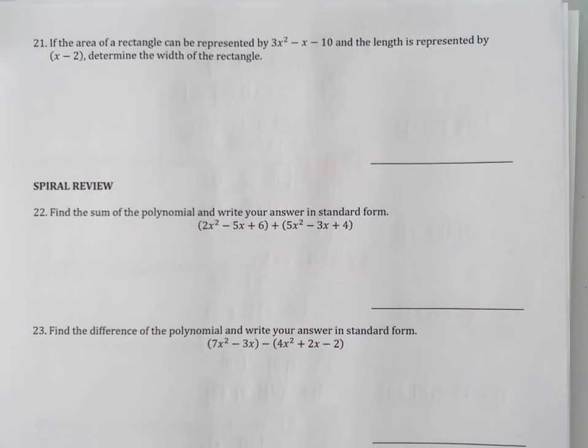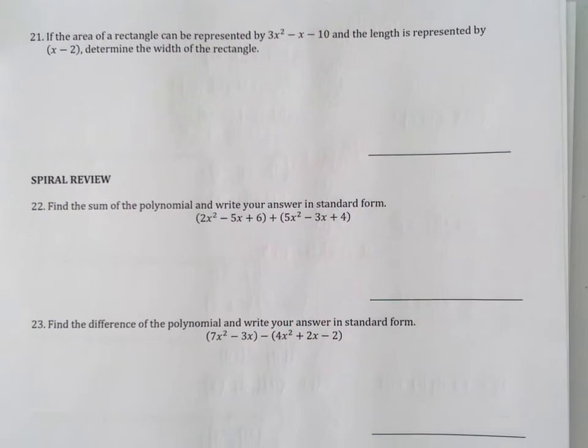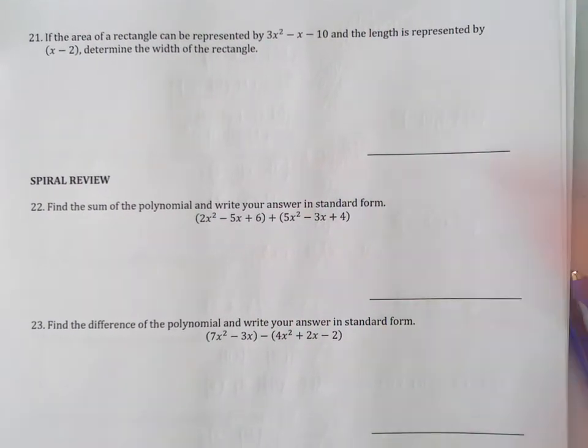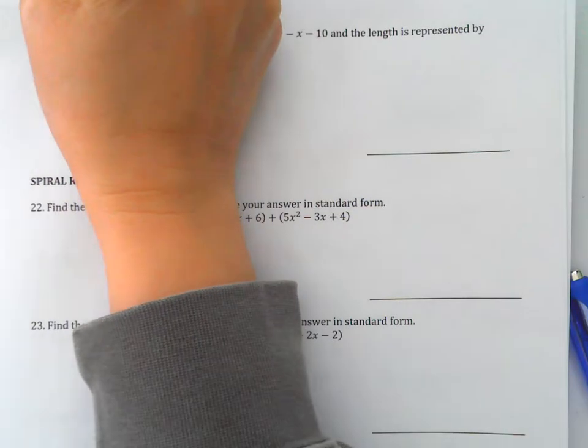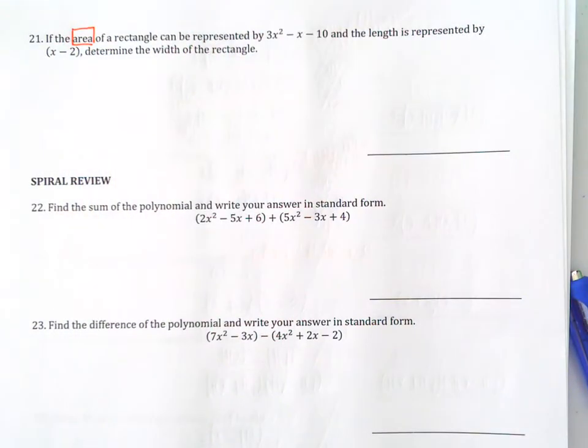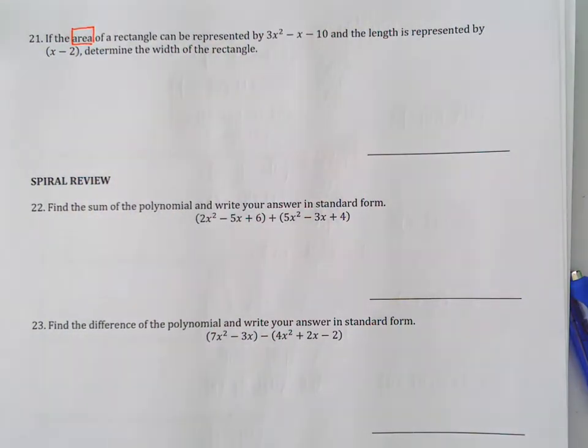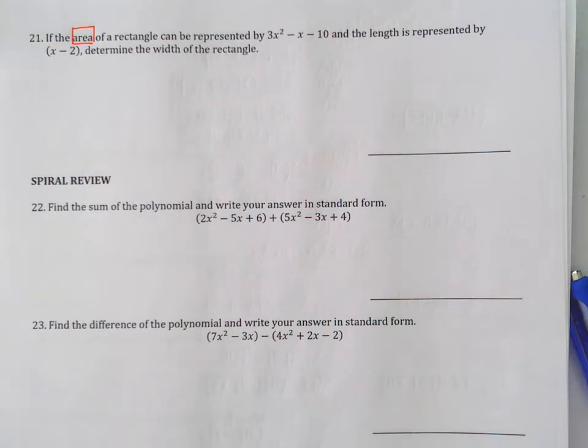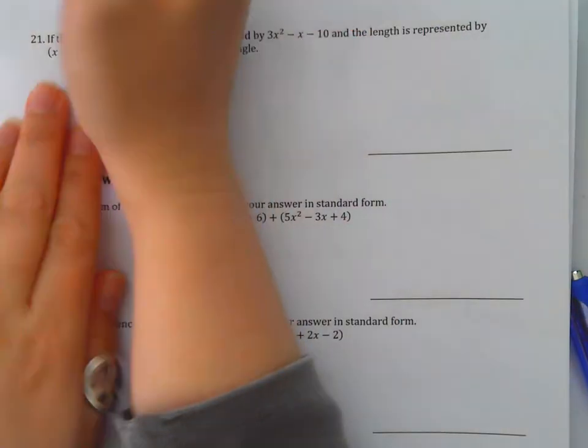Okay, so 21 says, if the area of a rectangle, area is one of our big words, so I'm going to just box it. If the area of a rectangle can be represented by 3x squared minus x minus 10, and the length is represented by x minus 2, determine the width of the rectangle. Okay, so area. Area is an indicator for what operation? What operation do we use when we're finding the area of something? And if you're saying to me multiplication, you're right.